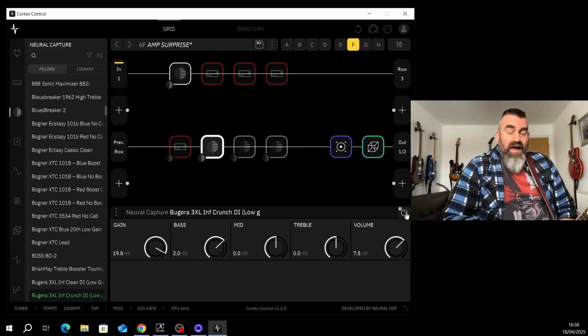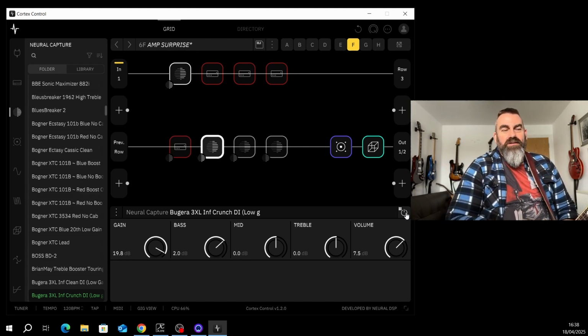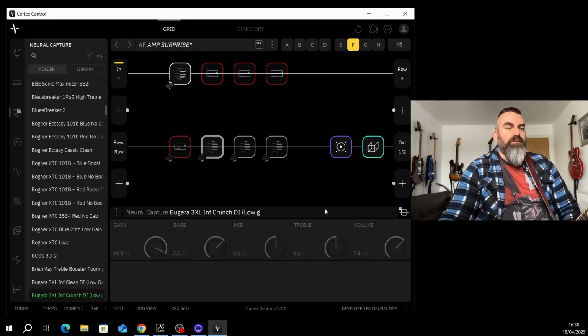Cracking, absolutely cracking. Would you have necessarily thought of putting the Bugera as your profile in your tone? Okay, let's move on to the next one.